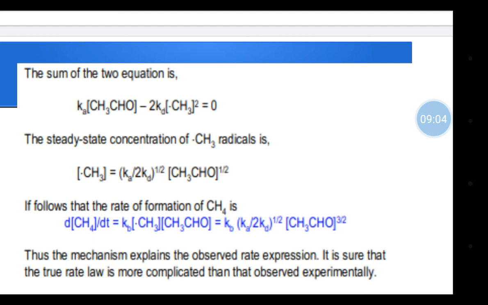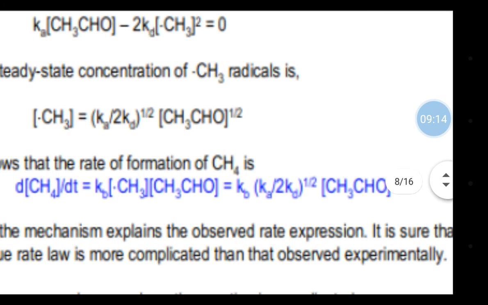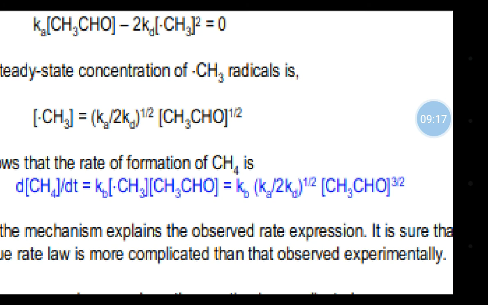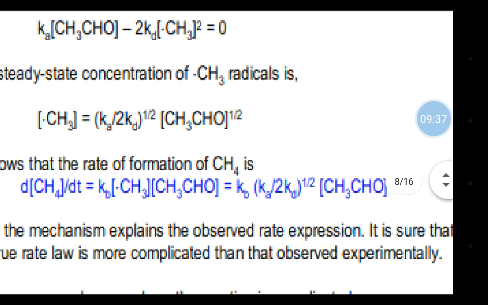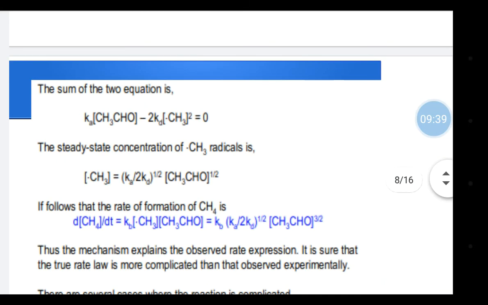Now it follows that the rate of formation of methane, d[CH4]/dt, is equal to Kb into [CH3•], the concentration of methyl free radical, into the concentration of acetaldehyde. You have to substitute for the concentration of methyl free radical, and finally you will get Kb into (Ka/2Kd) raised to half into the concentration of acetaldehyde raised to 3/2. This you must get.